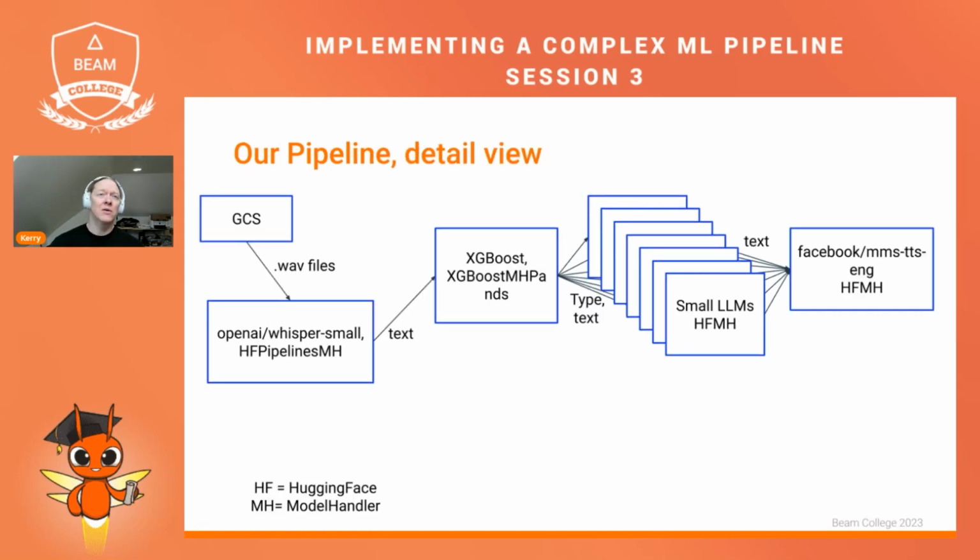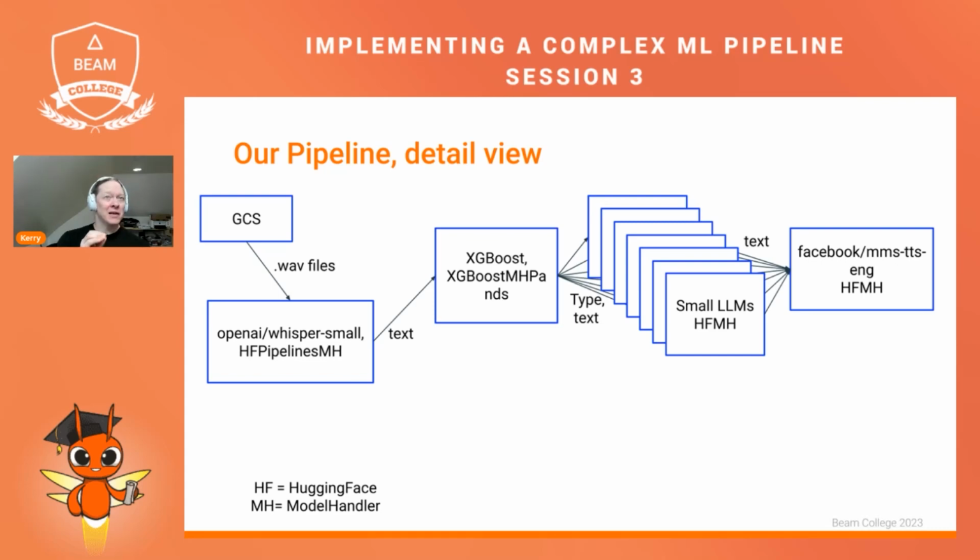So, if we look across our pipeline, we could now rewrite it in terms of the models we're using and the data format that is on each of the edges that connects those models together. So here we're going to start with data in Google Cloud Storage as WAV files. We're going to send those WAV files to the OpenAI Whisper Small model using the Hugging Face Pipelines model handler. That will output text that we'll send to XGBoost with the XGBoost model handler pandas. Looks like my slide didn't quite line up there, my apologies.